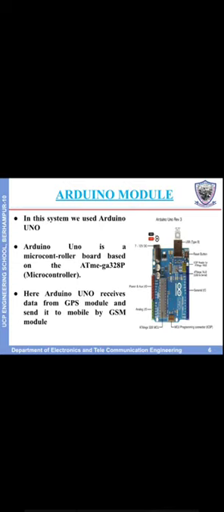Moving on. Arduino module. In this system, we used Arduino Uno. Arduino Uno is a microcontroller board based on the ATmega328 microcontroller. Here Arduino Uno receives data from the GPS module and sends it to mobile by the GSM module.